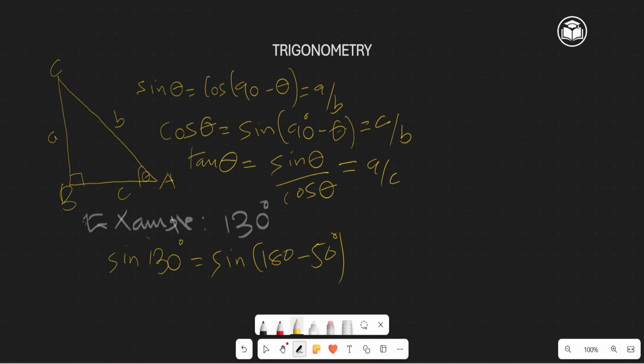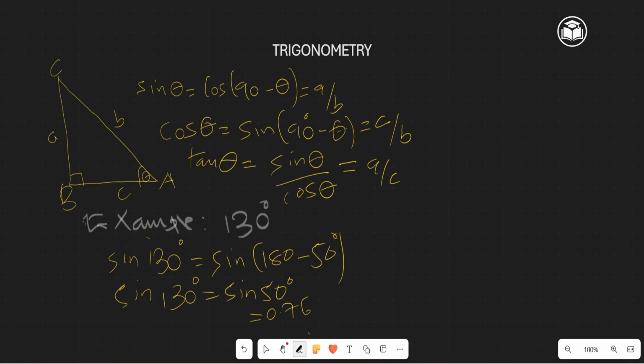Since 130 degrees is an angle in the second quadrant, where sine is positive, sin 130 will be the sin of 50 degrees, of course. Now this is direct: the sin of 50 is 0.766.